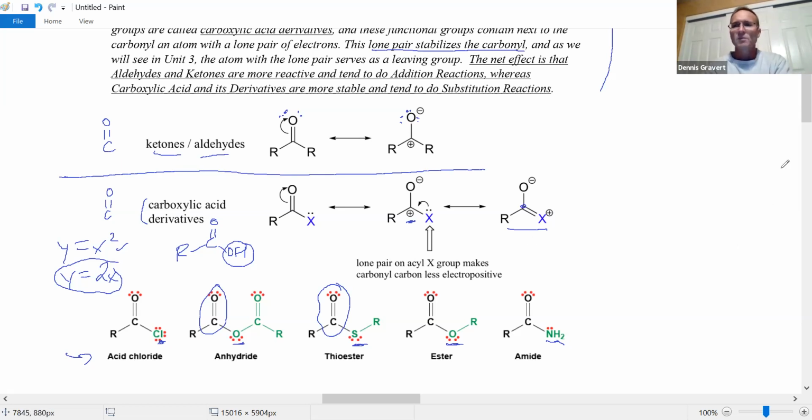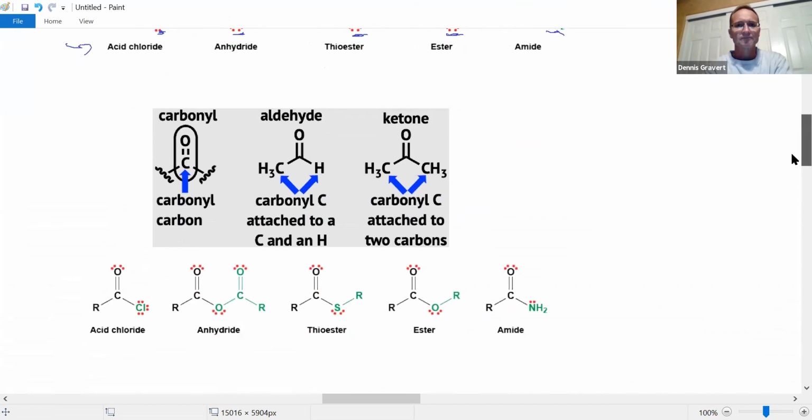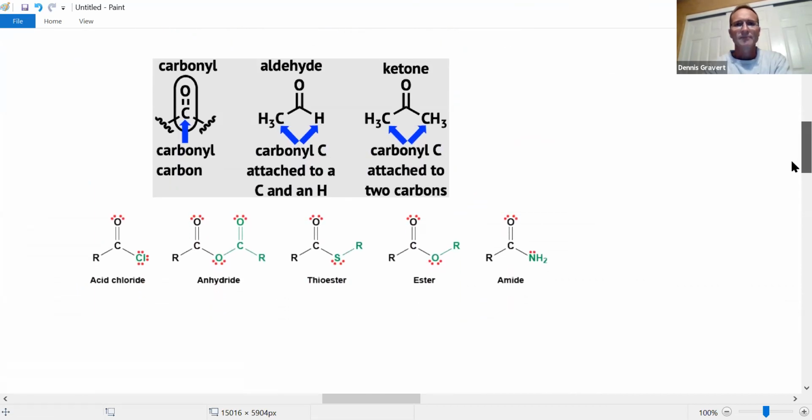Cool. There's one more idea we can evoke here. This will help us with Unit 3. Unit 3 is all about these carboxylic acid derivatives. Okay.